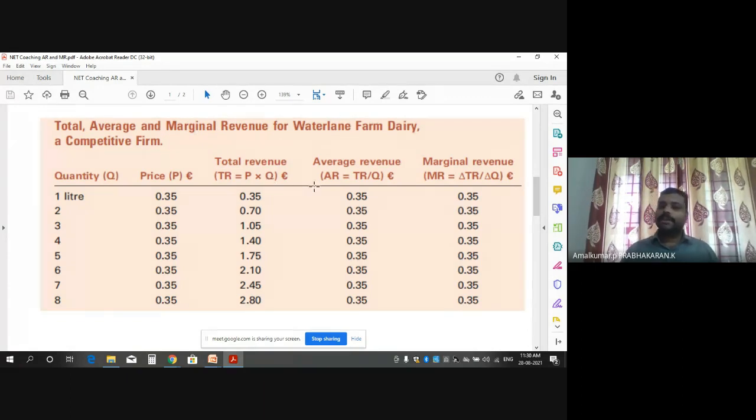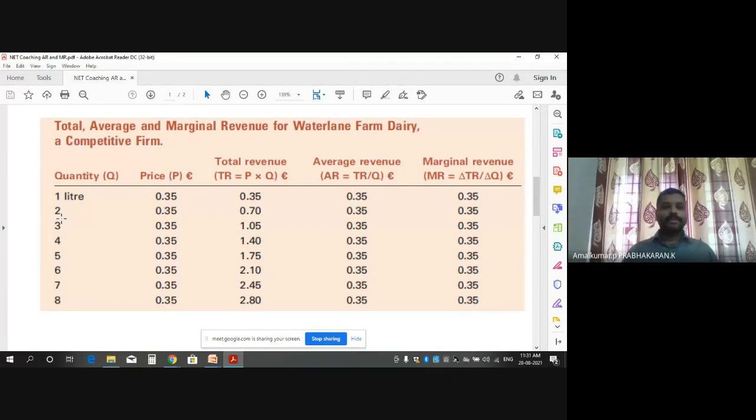Based on the total revenue, we move on to the average revenue. The average revenue means the total revenue divided by the total quantity. In the case of the first 1 liter of production, the total revenue is 0.35, divided by the total quantity, which is 1 liter. 0.35 divided by 1 gives an average revenue of 0.35.